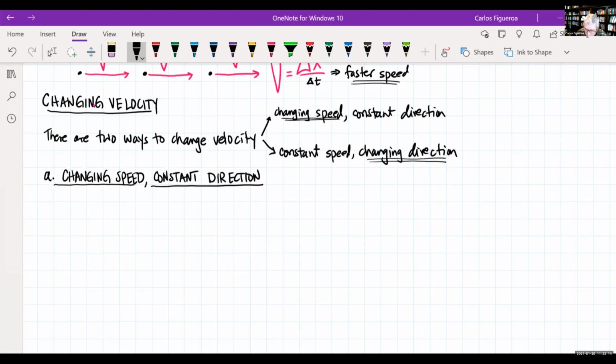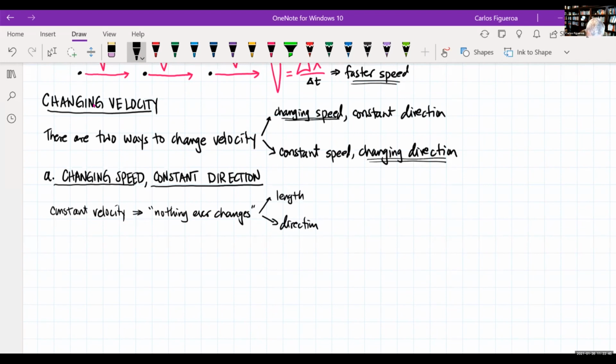So what we found here is that if I have constant velocity, then this tells us that essentially nothing ever changes. And what I mean by that is that the length is always the same and the direction is always the same.